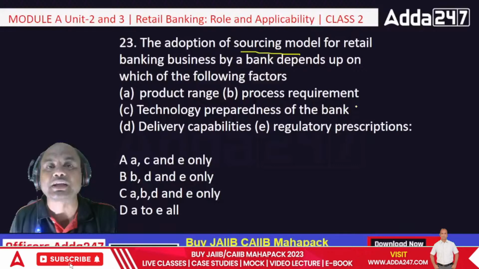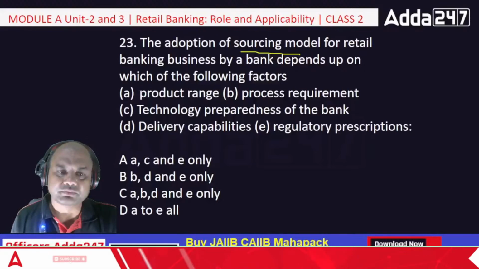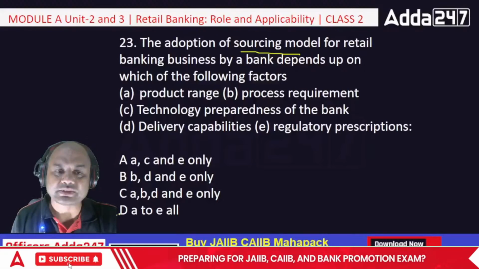So that's why it depends on all of these. What is my product range? If I am having very few products with my bank, then how will I do the end-to-end outsourcing over there? Got it? So the answer is D, A to E all.